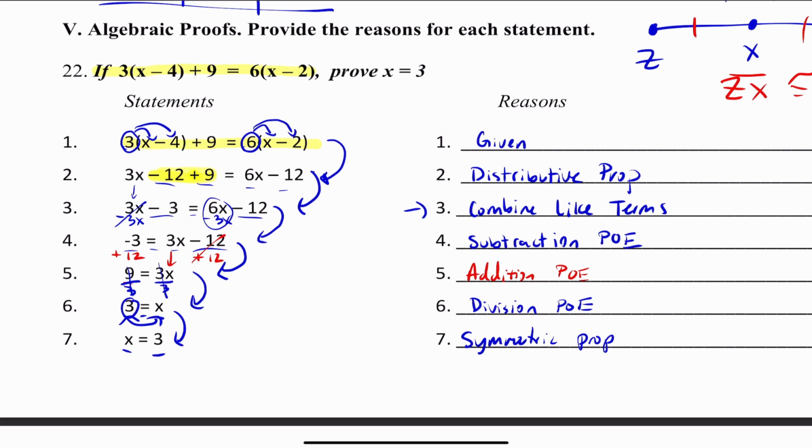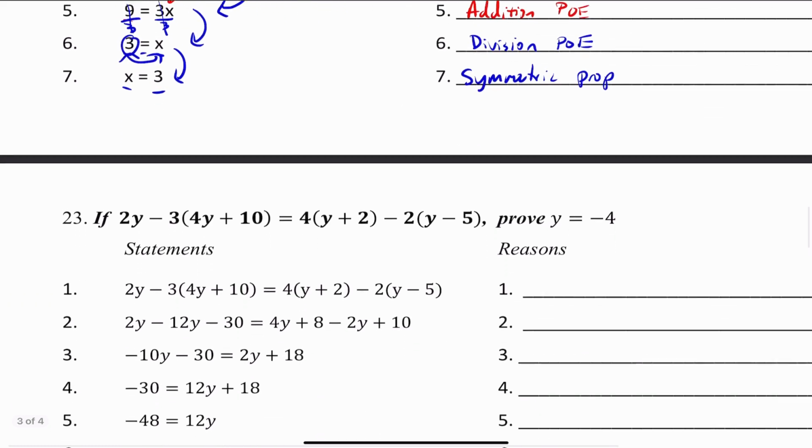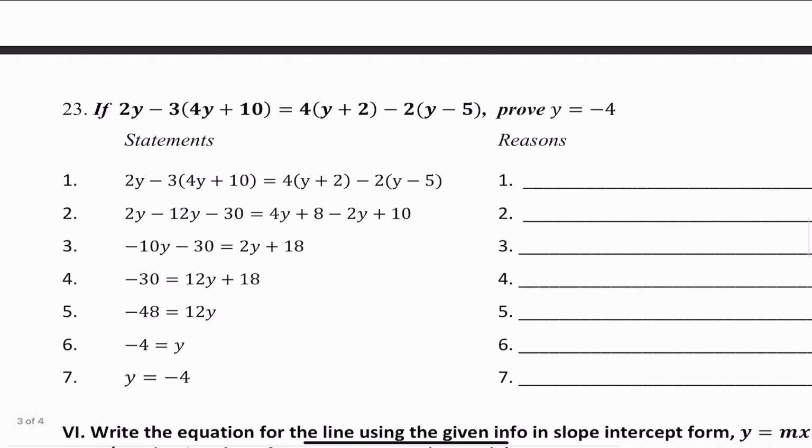So make sure that you have an understanding of each property, especially the ones that I just showed here. Okay, let's go ahead and move on to the next proof. This one's a little long. If 2y minus 3 times the quantity 4y plus 10 is equal to 4 times y plus 2 minus 2 times the quantity y minus 5, prove that y is equal to negative 4. Okay, so this is copied to here. So the first reason should be given.